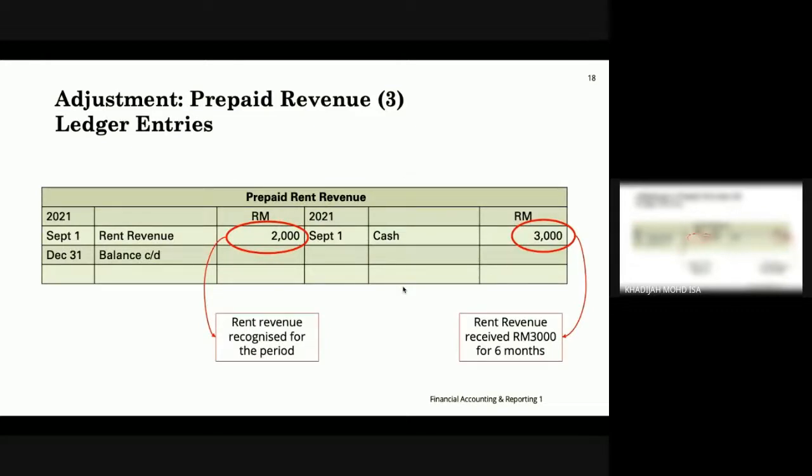Right? So here prepaid rent revenue is a liability. Right? It's a liability. Why? Because when you receive something which does not belong to you, you have not earned the revenue. Right? That's why it's called unearned revenue. So it's a liability to you. So liability is a credit balance. So that's why you have this prepaid rent revenue of 3,000 as a credit, right? And then you debit your rent revenue at the end, when you have your 31st of December.